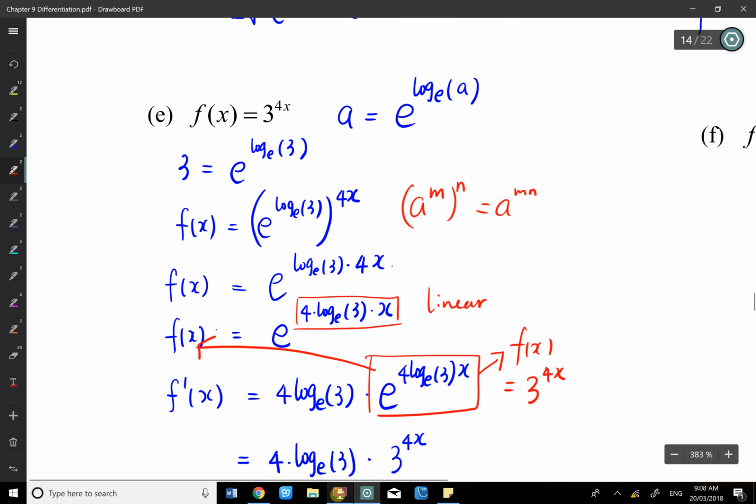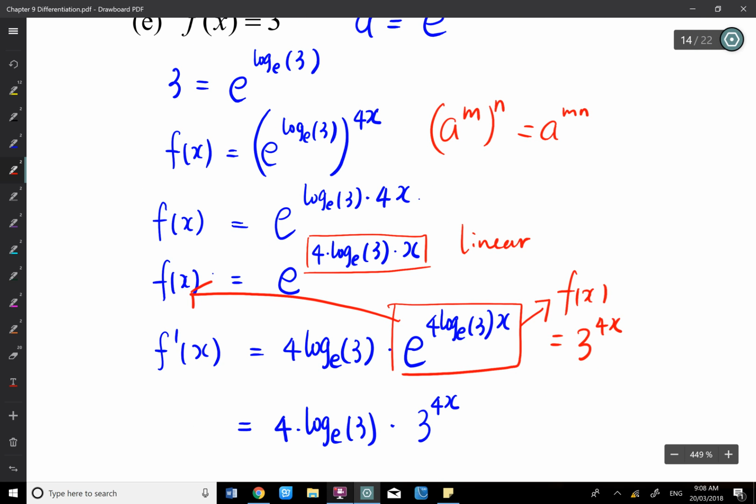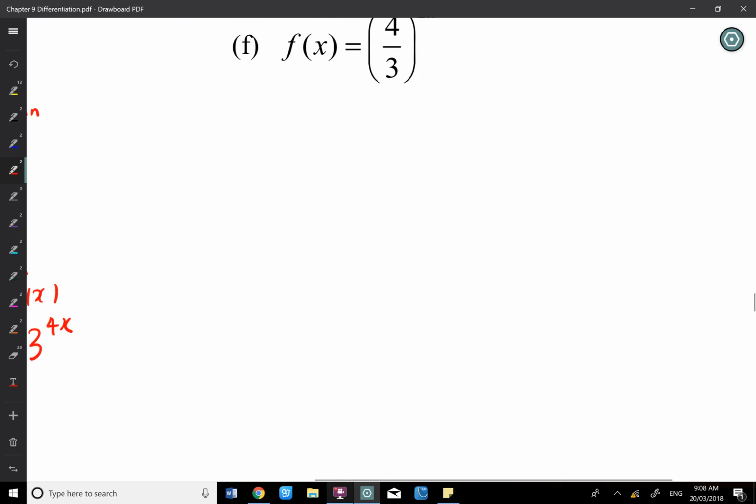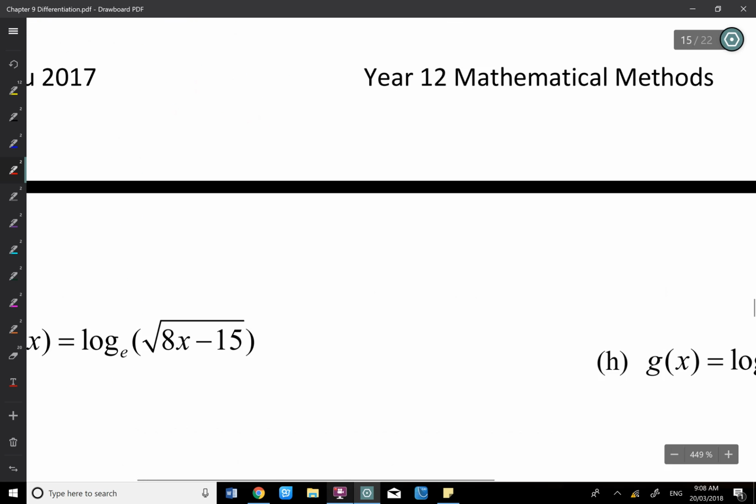All right. Any questions on this one? How we make it into base e? Well, if you don't have questions, I'll skip f. You do f as homework. You try that by yourself, because I want to talk about the log.